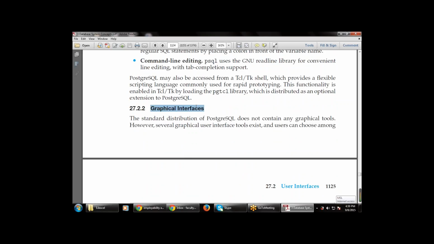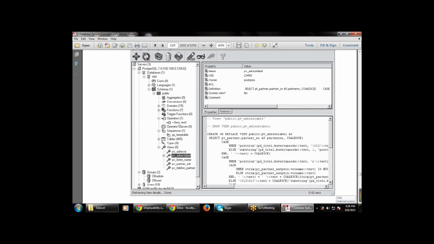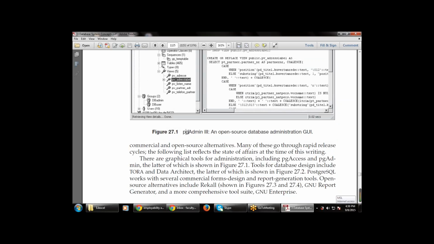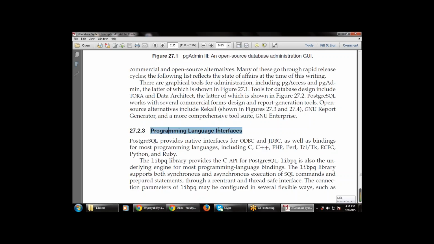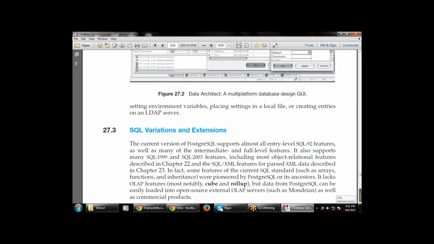And then next are the graphical interfaces. This is the graphical interface of PostgreSQL, that is pgAdmin 3, an open source GUI. Then the programming language interfaces. There are multiple programming language interfaces, that is ODBC and JDBC. This is one example of JDBC and ODBC.